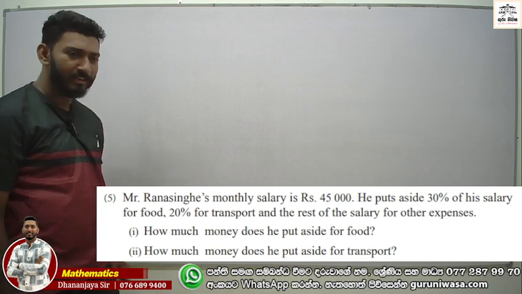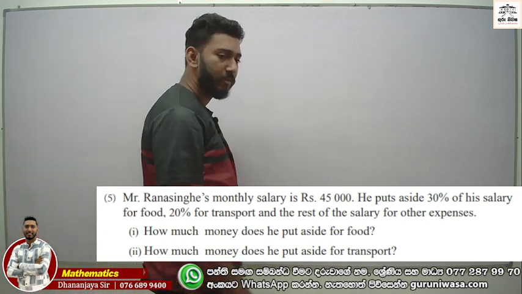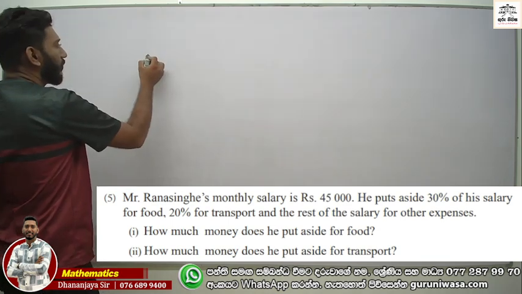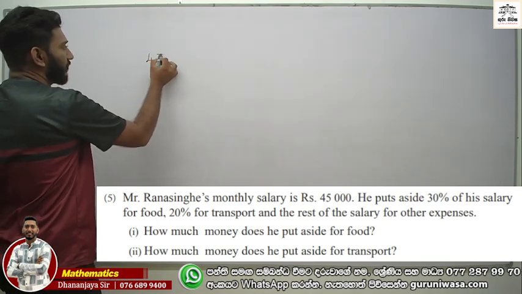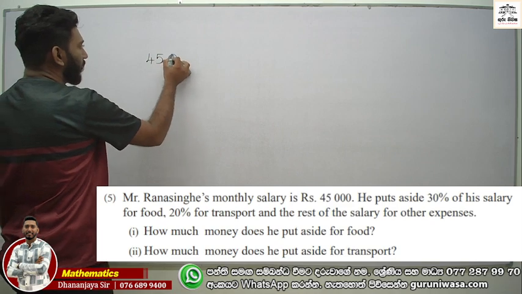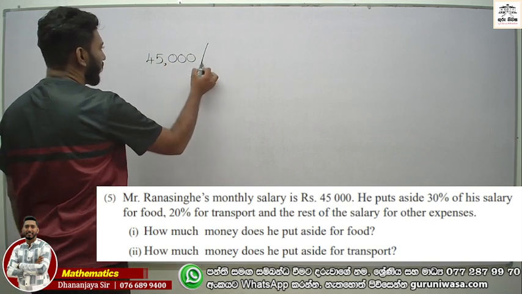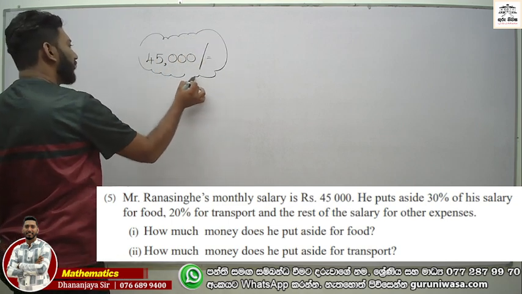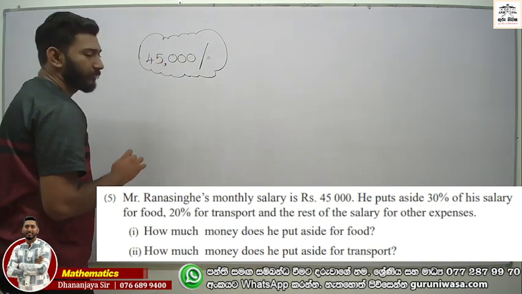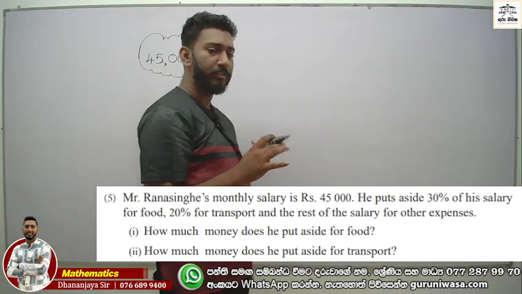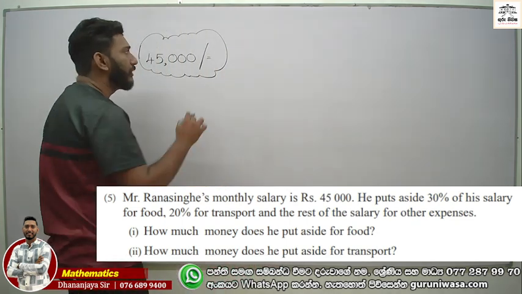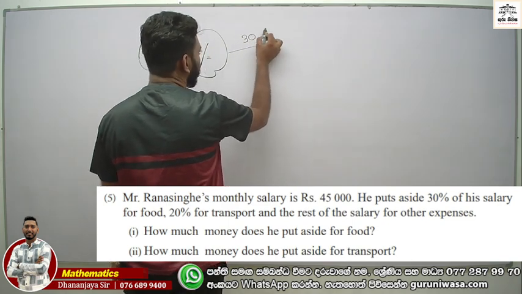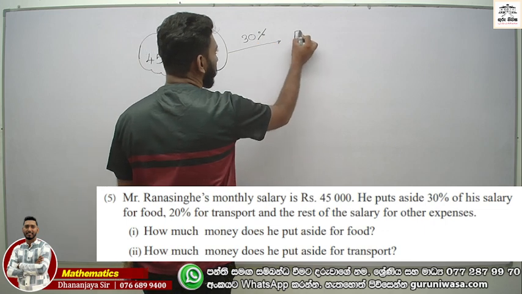Mr. Ranasinghe's monthly salary is 45,000. We discuss same questions like this. This is his monthly salary. And he puts aside 30% of his salary for food, 30% for food.